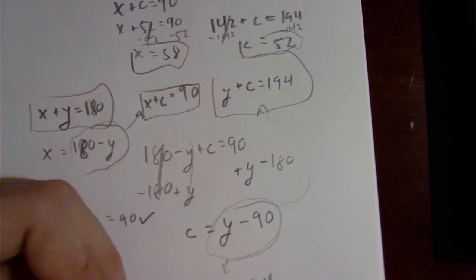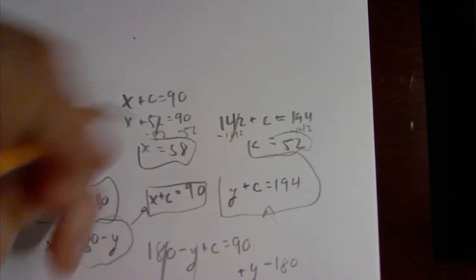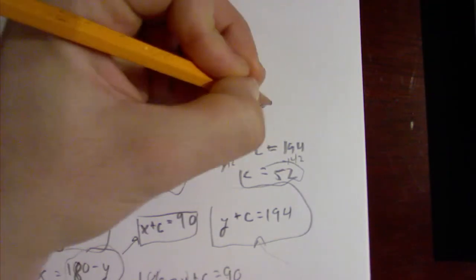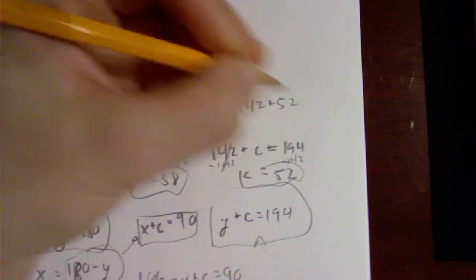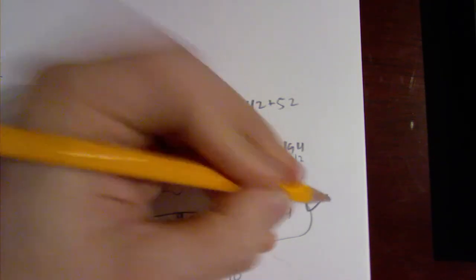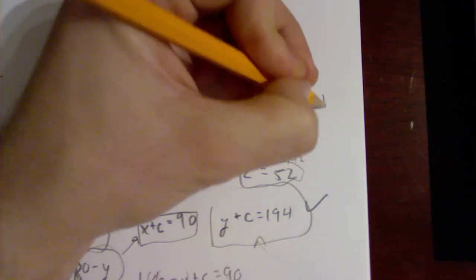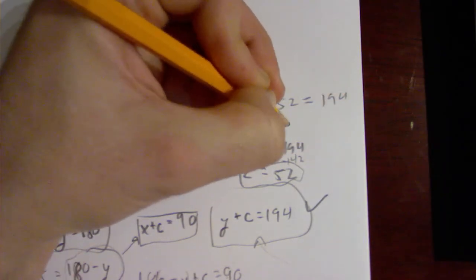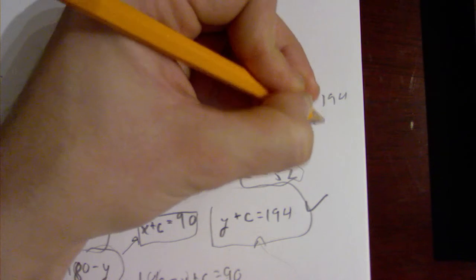Well, 142 from down here, and 52, 142 plus 52, 40 and 50 is 90, and 2 and 2 is 4, 194. That one checks out, 194 equals 194.